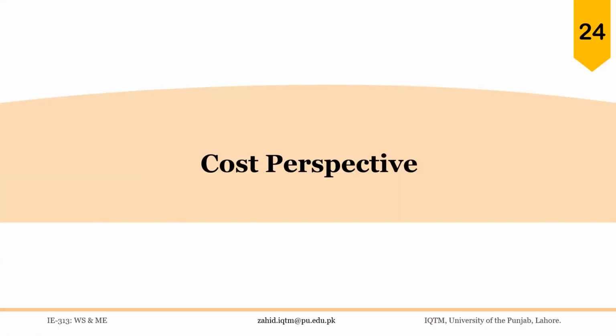In the previous sessions, we discussed what productivity is, what the different types of productivity are, and how we can calculate productivity given different units for output and input. In this segment, we will have a look at another perspective of the performance measurement of a process or system, that is the cost perspective.